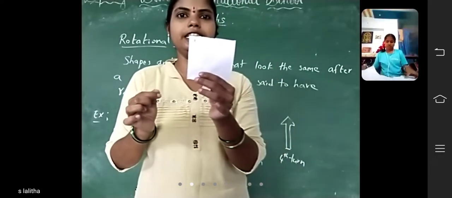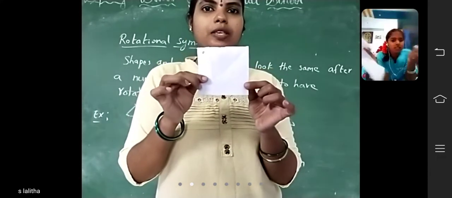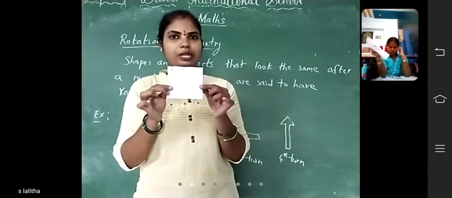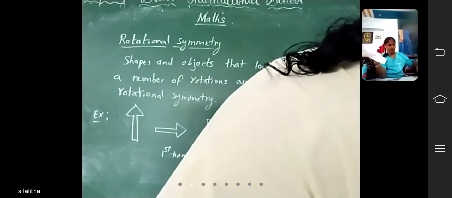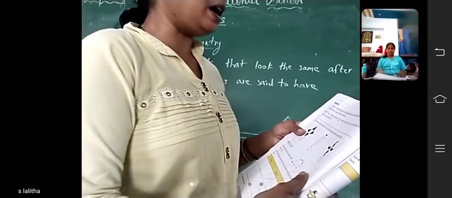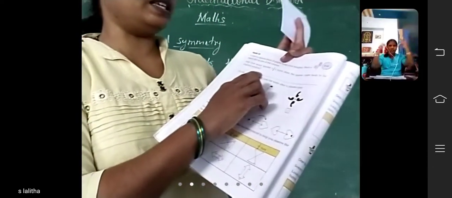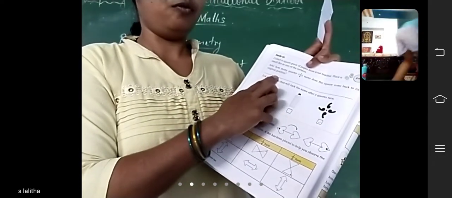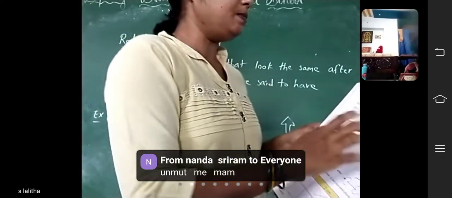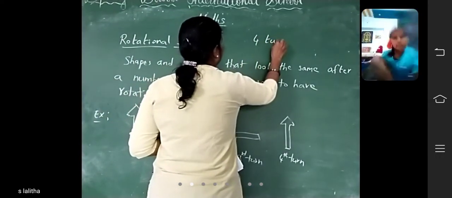Okay, how many turns is it? 4 turns. After 4 turns, it will look the same. So, is it a 1/4 turn or not? Yes, 1/4 turn. After how many quarter, 1/4 turns, does the square come back to its original position? How many turns? 4 turns. In this blank, all of you write 4 turns.